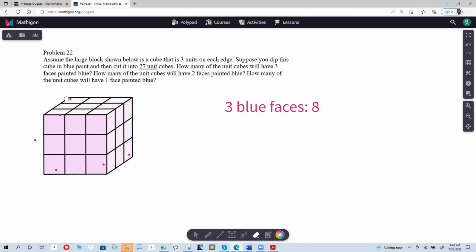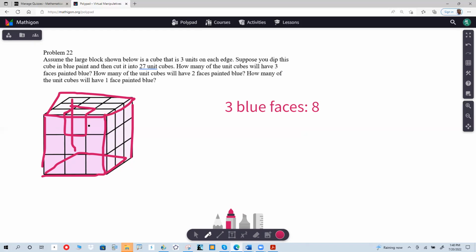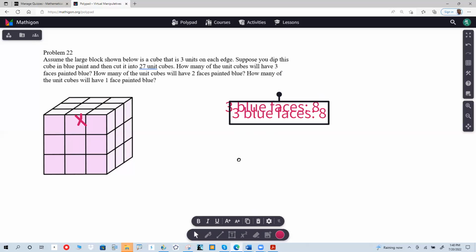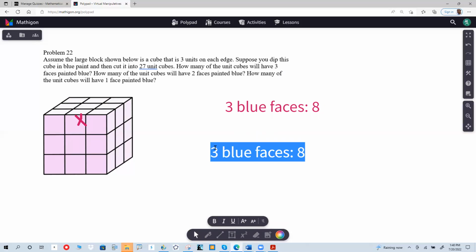Now which ones will have 2 blue faces? Well, they're going to be right in the middle of each edge. This will have 2 blue faces. And how many of them are there? Remember, a big cube has 12 edges. 1, 2, 3, 4, 5, 6, 7, 8, 9, 10, 11, 12. Those 2 face joint cubes will be in the middle of each edge. So there are 12 edges, and there will be one per edge. So the answer will be 12. 2 blue faces will be 12.